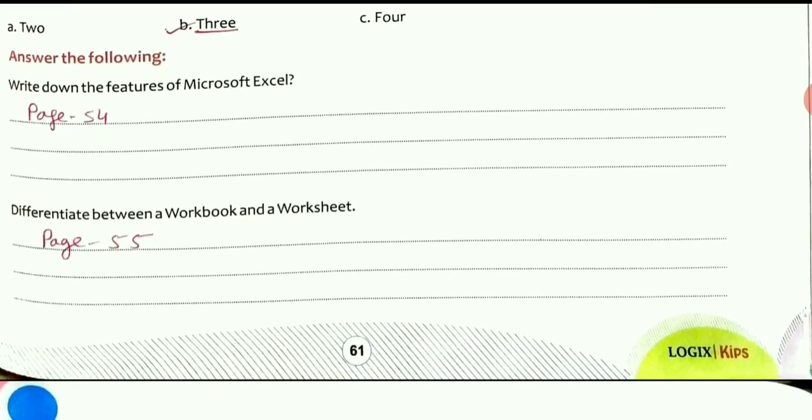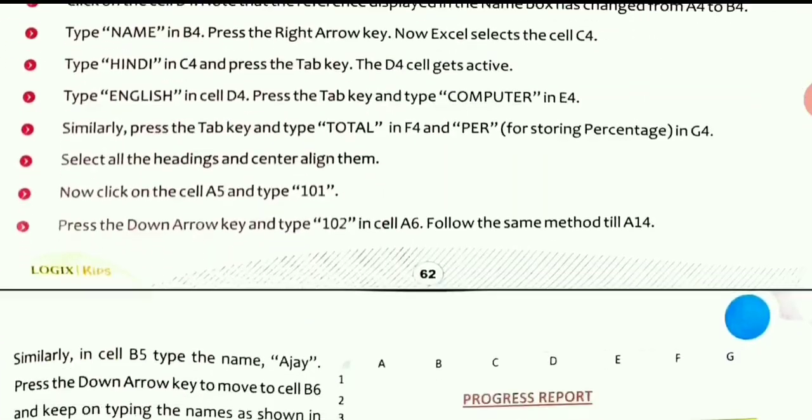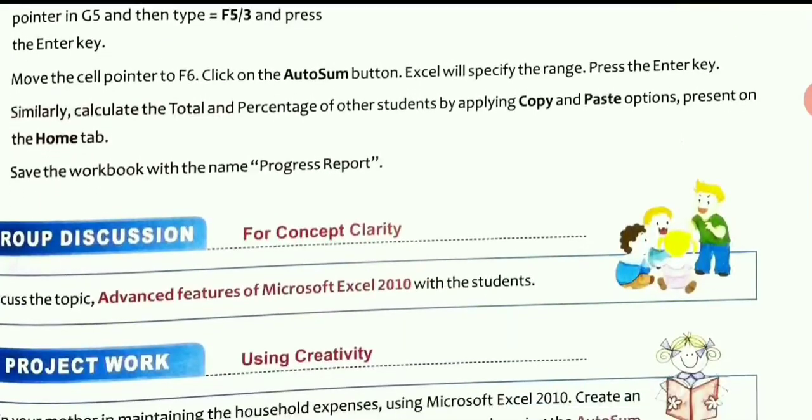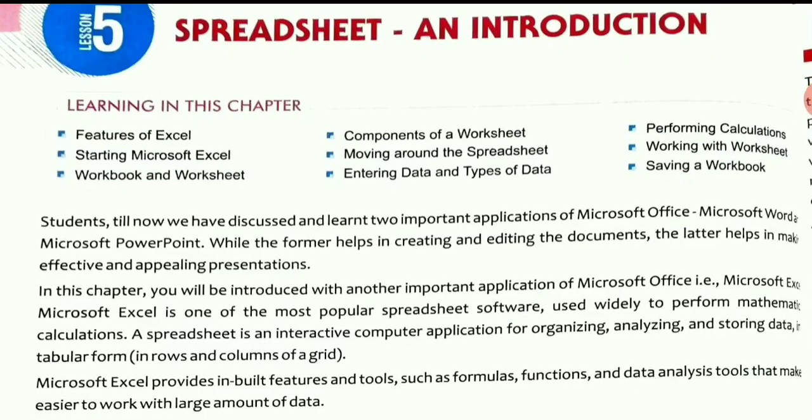Now do the question answers. The first question is, write down the features of MS Excel. So the answer is given on page number 54, and come on the page number 54. It is the first page in the starting of the chapter, first page.